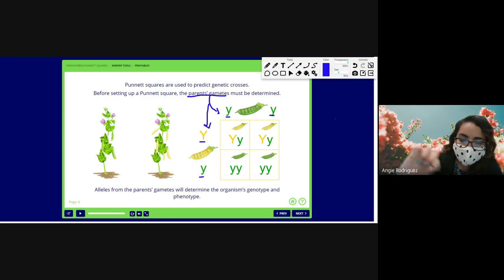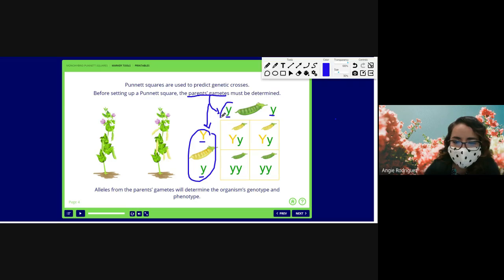So now, their parents are right here in this Punnett square. This is one parent here. That's what I'm talking about, right? And this is another one over here. Mom over here on the side, dad over here. Now here in the middle, these are the four different possibilities of how their babies, the baby pea pods, are going to look. So how do they figure that out?